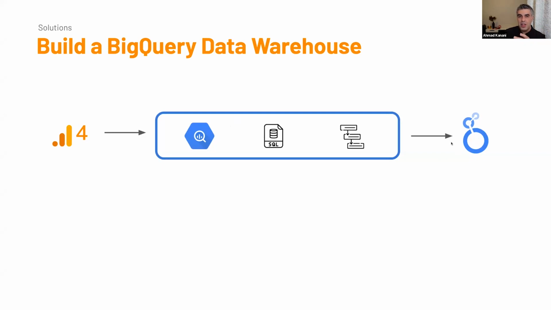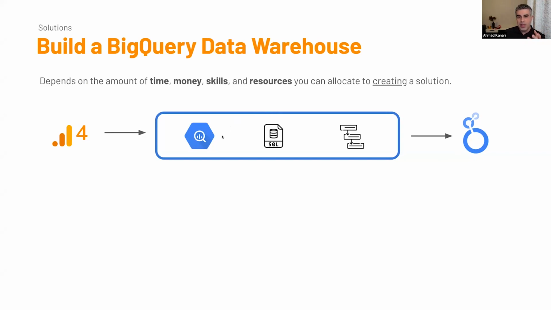I cannot say it's not possible. It's not feasible. It's not useful to directly connect Looker Studio to your BigQuery table and start querying it. It will be costly, and you cannot really get the answers that you want, and it won't be fast anyway, right? So depending on the time, the money, the skills that you have yourself or in your team, and the resources that you can allocate to creating a solution like this, you can decide to build a BigQuery data warehouse for yourself.